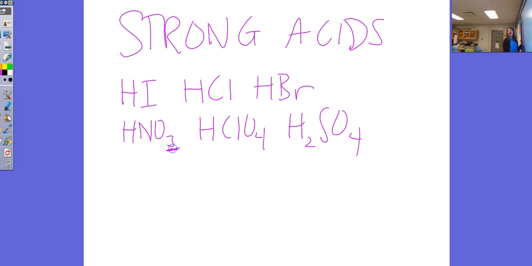How is it easy to remember? Well, NO3 is the highest you're going to get with nitrogen, and with the chlorate, the highest you're going to get is 4 oxygens. And with sulfate, the highest you're going to get is a 4 too. Okay? So it's pretty easy to remember if you're not sure.